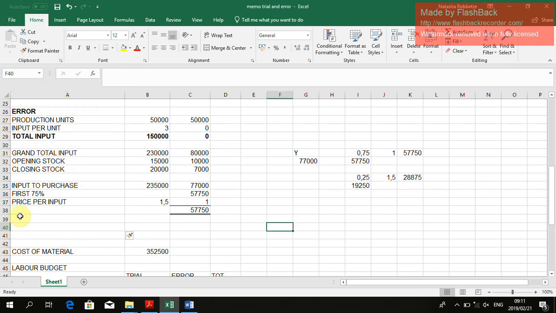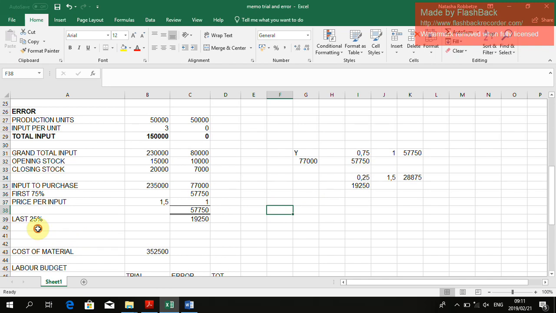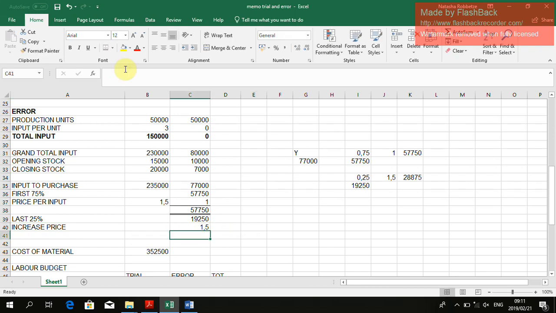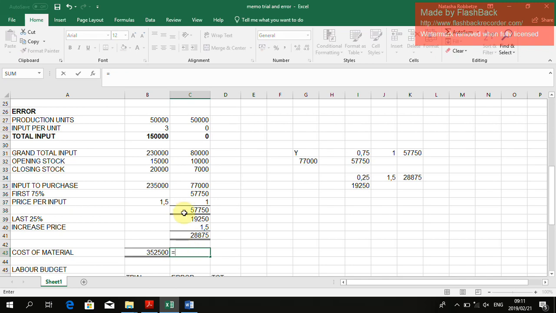Then we have to go and calculate the second part as well. And then we will have the last 25% of the purchases. And we have determined that to be 19,250 kilograms. This will now be at an increased price. And the increased price was given to us as R1.50. So that will give us an answer that we have also already calculated to be 28,875.